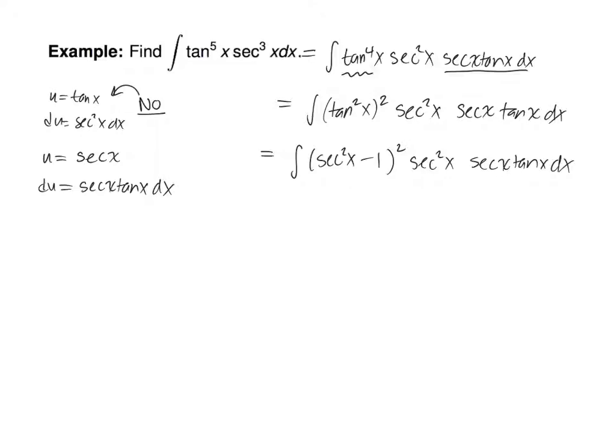Now when we put our substitution in, we're gonna get u squared minus 1 squared. Do you agree with that? Another u squared. And then what's the rest of it? Du. Woo!